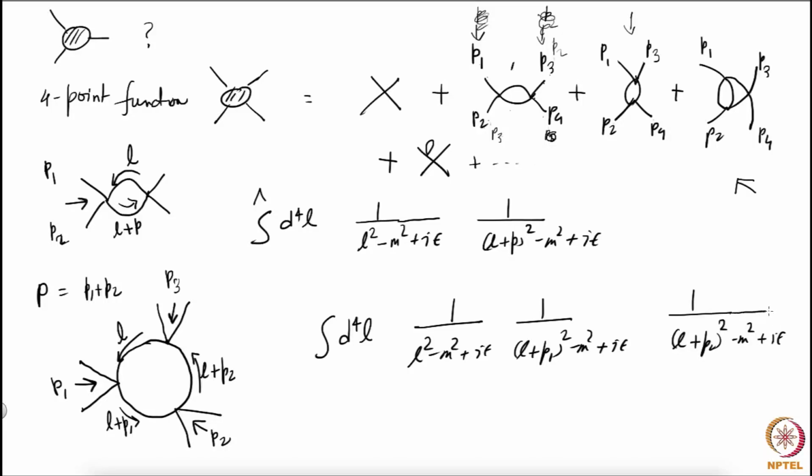Okay, so we have three denominators because we have three propagators. Each brings a power of 2. So we have a total power 6 in the denominator, and in the numerator you have 4 powers. So this is ultraviolet convergent because the function is falling sufficiently fast that in the limit L going to infinity, this converges. It doesn't diverge.